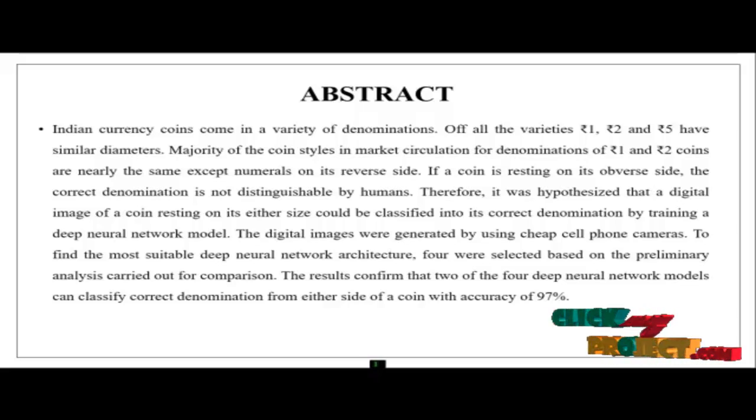Of all the varieties, the 1 rupee coin, 2 rupee coin and 5 rupee coin have similar diameters, and they are the majority of coin styles in market circulation. For demonstration, we can easily find out the 1 rupee, 2 rupee and 5 rupee coins based on the 10 and 20 rupee coins. The same numerals appear on the reverse side. If the coin is resting on the obverse side, humans can easily identify and classify the coins.